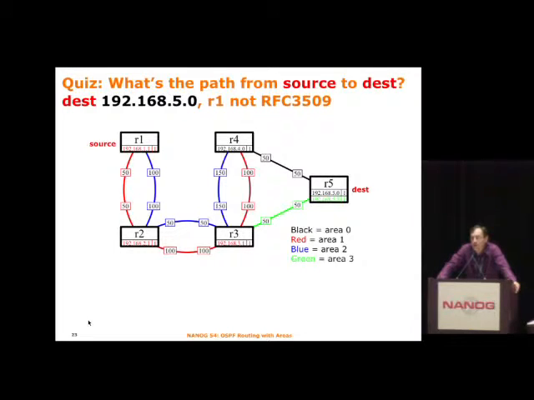So if we're routing to the area 0 loopback, and R1 is not RFC 3509 compliant, it will black hole the traffic because it will be an area border router and will not have seen that loopback advertised. On the other hand, if it's RFC 3509 compliant, you get this path. It will first forward in the red area, then split amongst the red and blue area links, and then go across the green link.